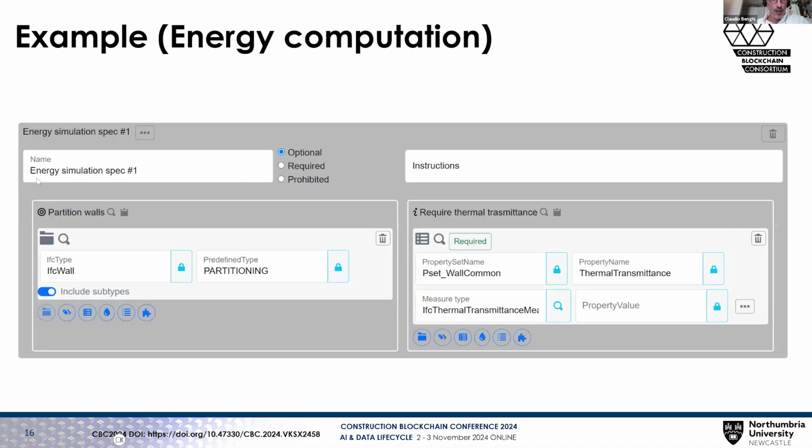As an example, an energy simulation specification will be attached to all IFC walls of type partitioning, and will require a thermal transmittance. But particularly, it will require it in a specific property set, given a specific property name, and constraining it on a specific measure type, so that we can enforce all of these tests.